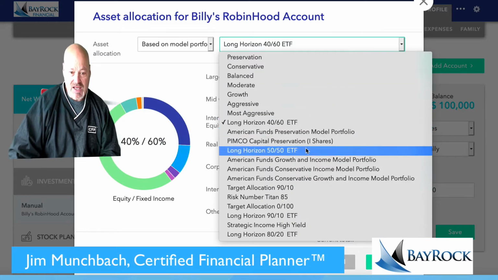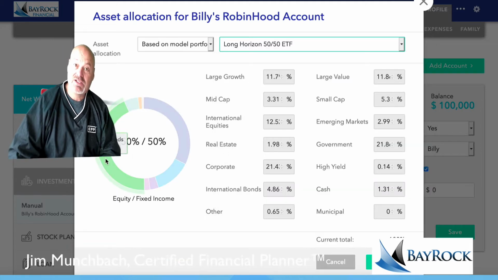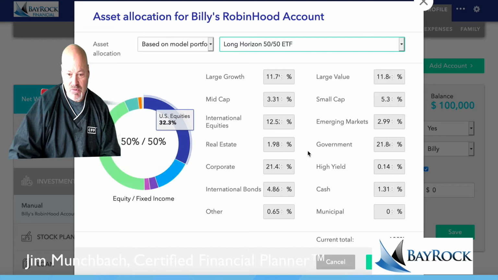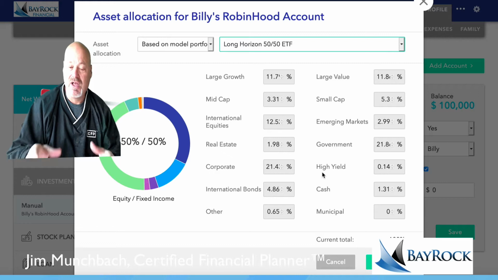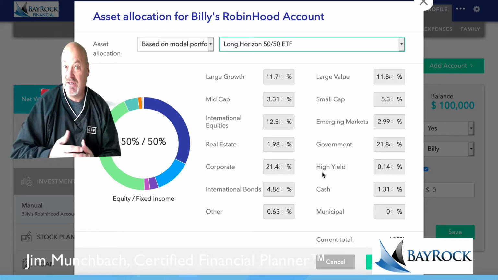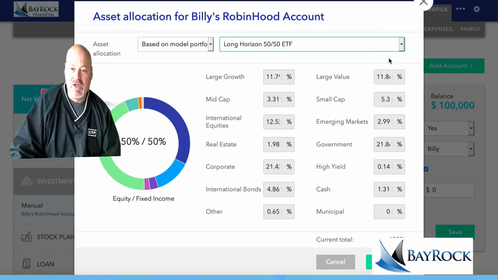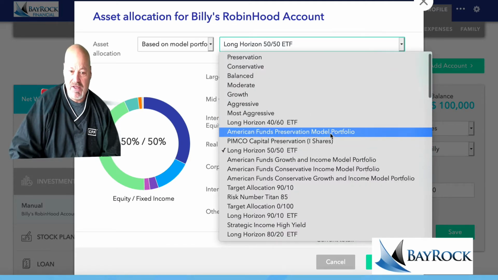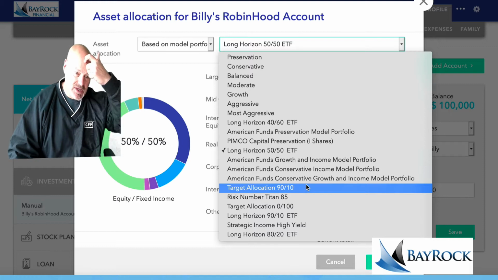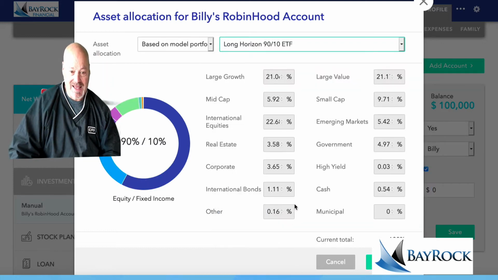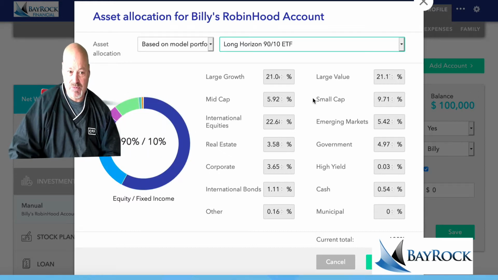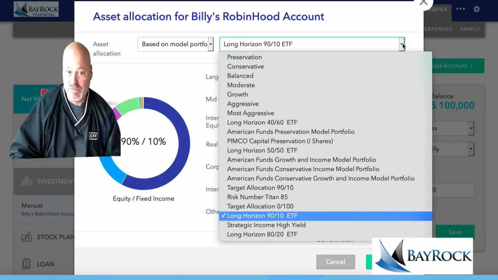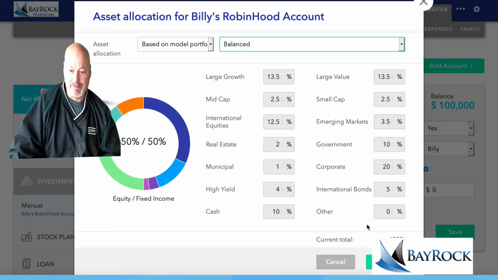So what happens if we go to a 50-50? That's 50% bonds, 50% equities, and you can see how this model allocates against different asset classes. So it's very helpful if you'll spend a few minutes and just play with these pre-built portfolios. And so what if we went to a 90-10? That's 90% equities and only 10% bonds. So that's a much more aggressive one. What would that do to Billy's results moving forward? Billy's a pretty young guy, but I'm going to leave it at balanced right now.